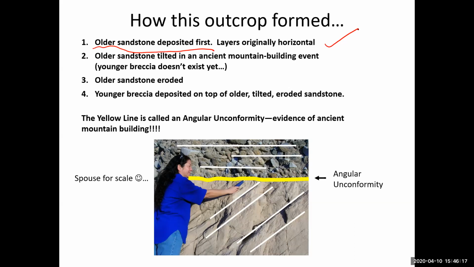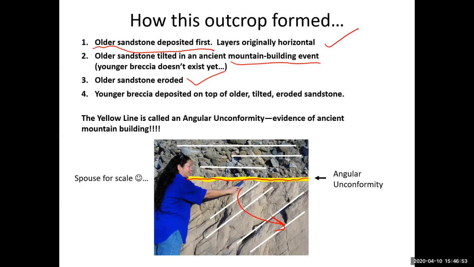And after that, and this is before the younger breccia ever existed, there was some sort of mountain building event that tilted the layers. And so the older sandstone layers become tilted due to their being caught up in a mountain building event. And then maybe for millions of years, maybe for billions of years in some cases, that older layer is eroded. Perhaps the mountains are entirely eroded away to create this ancient irregular erosion surface.